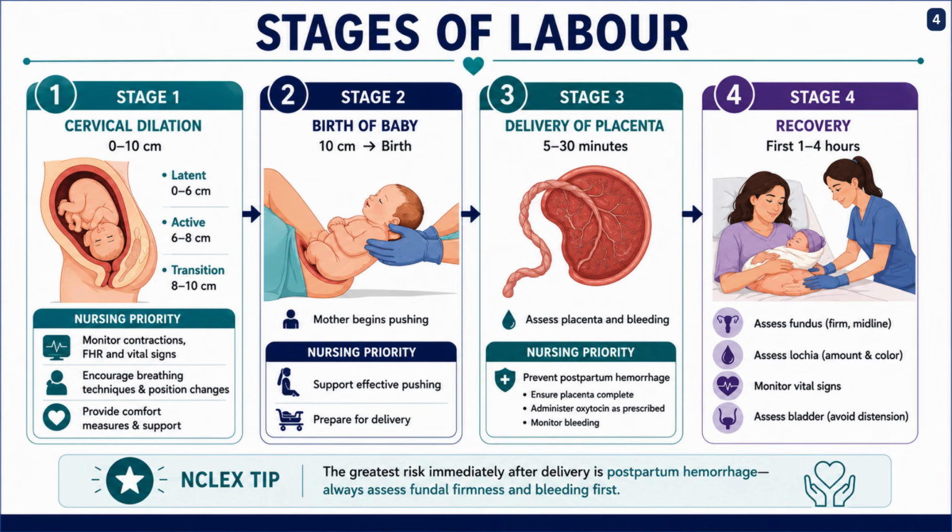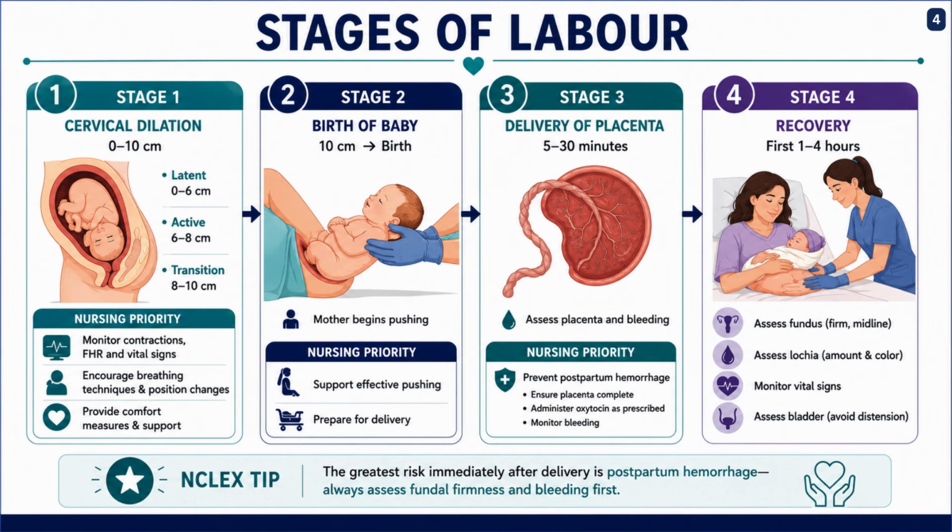The latent phase, from 0 to 6 centimeters, is when contractions are usually mild and become more regular. The active phase, from 6 to 8 centimeters, involves stronger, more frequent contractions and faster cervical dilation.